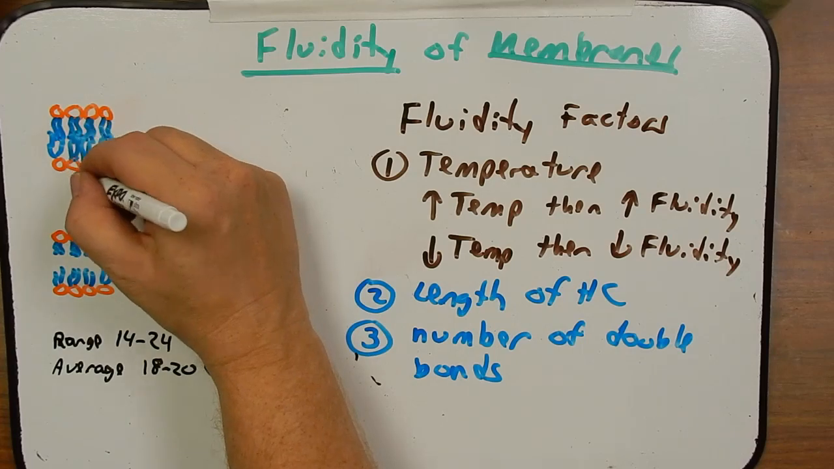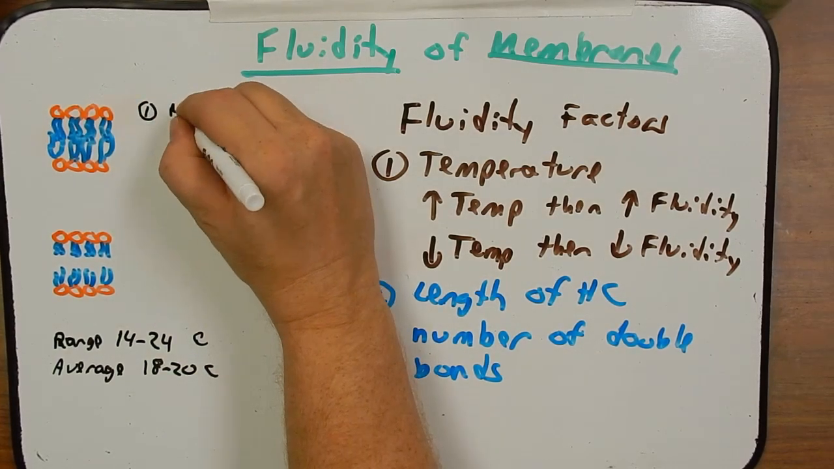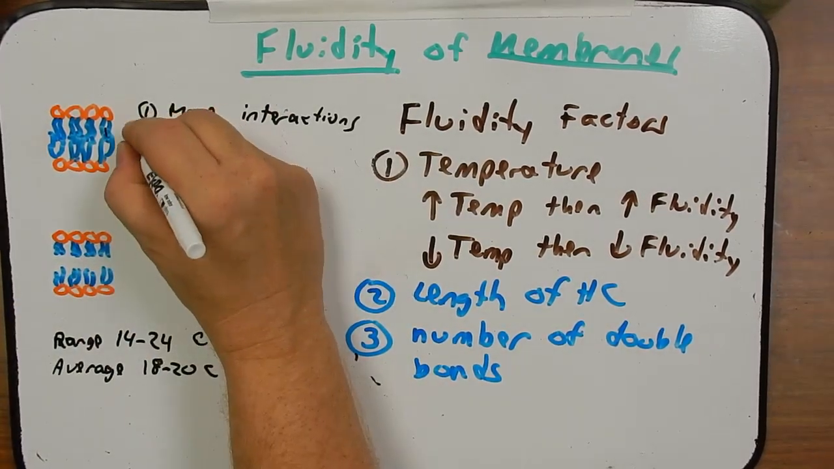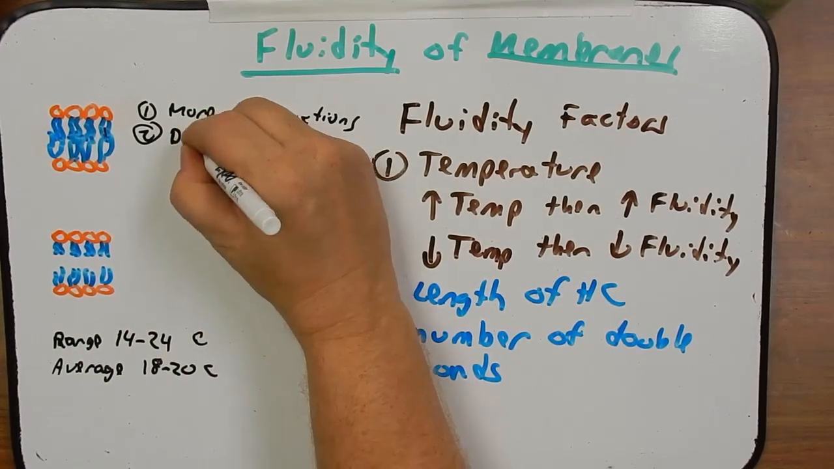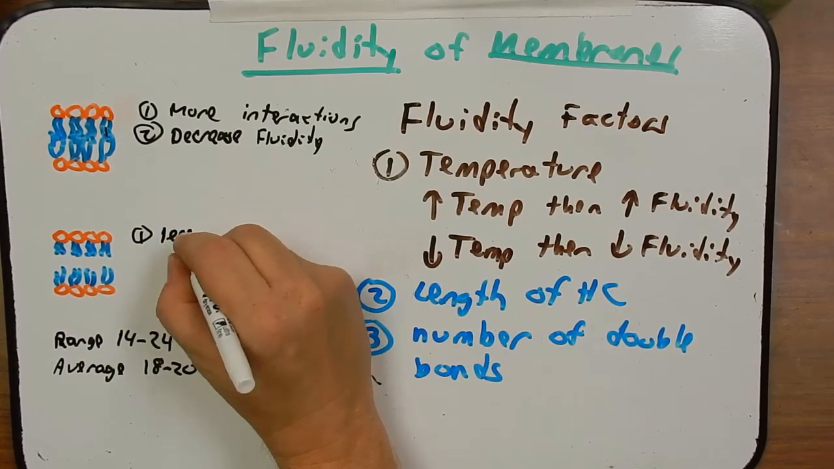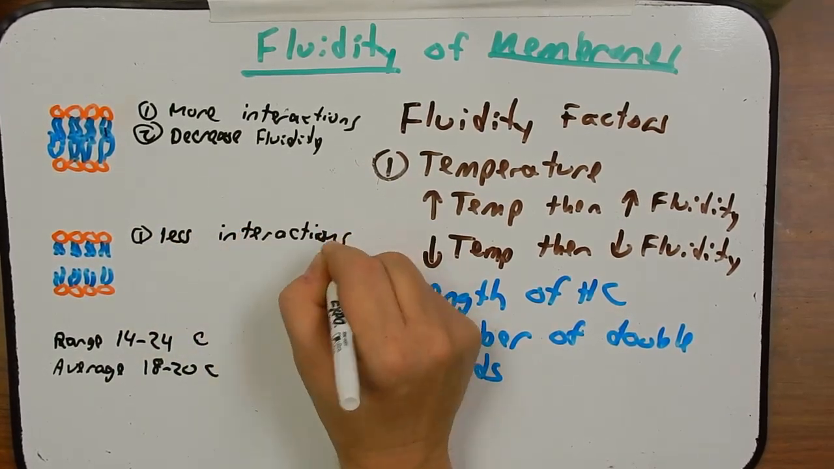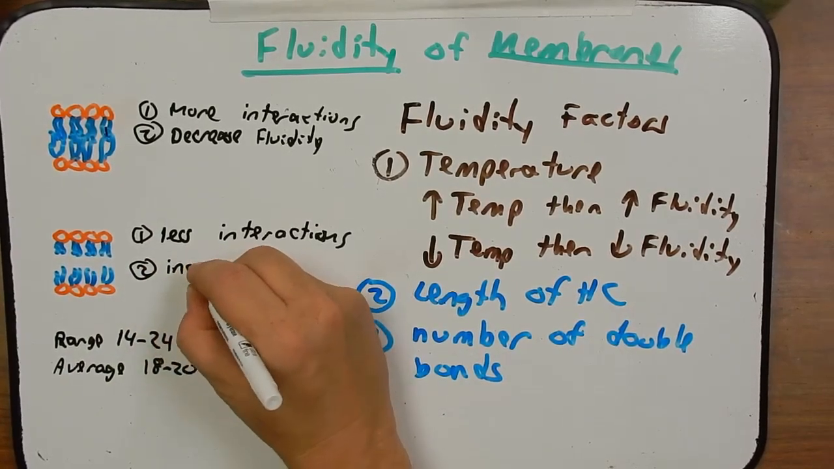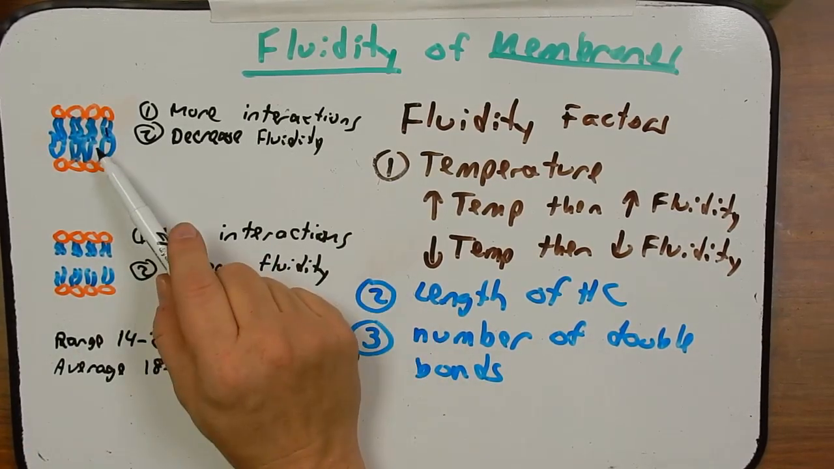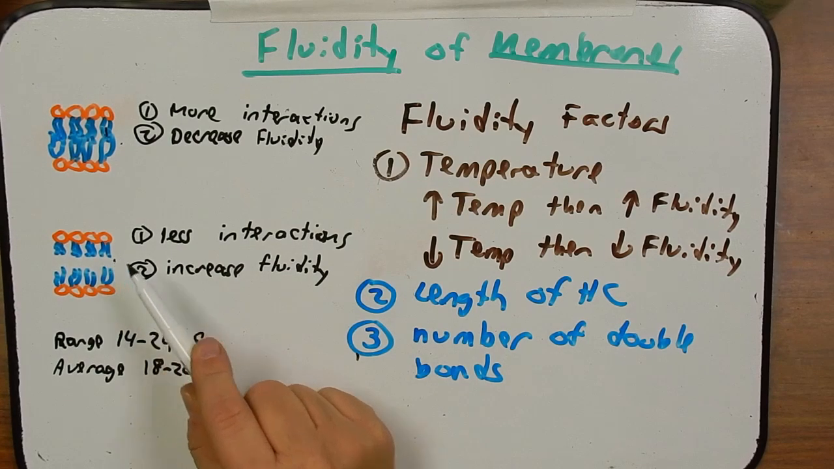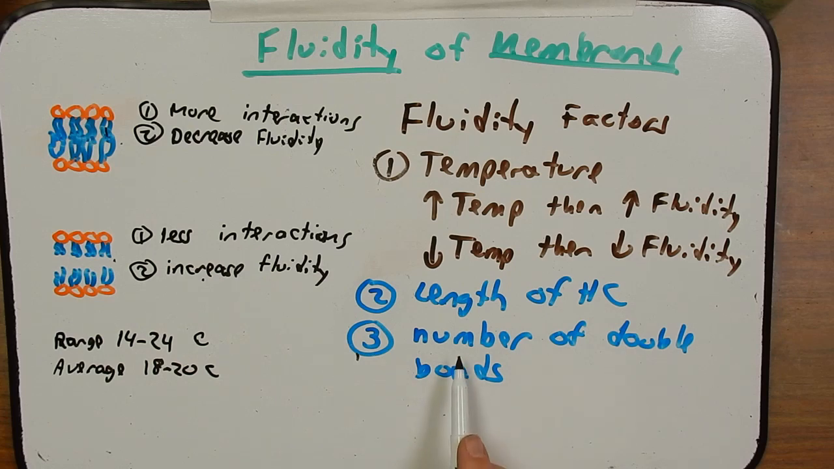But the longer the chains are, first of all, you will get more interactions between the tails here. These increased interactions will decrease fluidity. These shorter chains will result in fewer interactions between the hydrocarbon tails, and because of that, it will increase fluidity. Longer chains, less fluidity. Shorter chains, more fluidity.